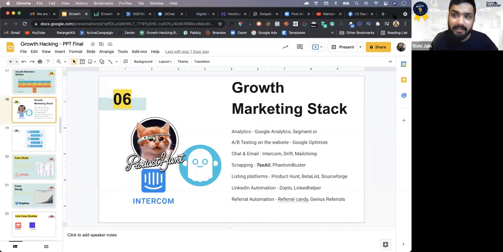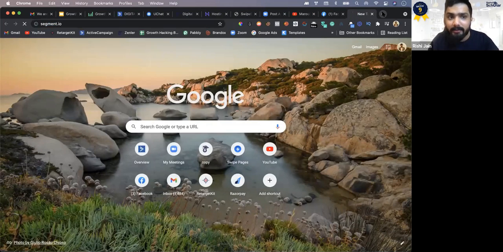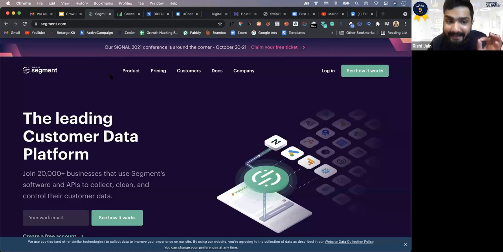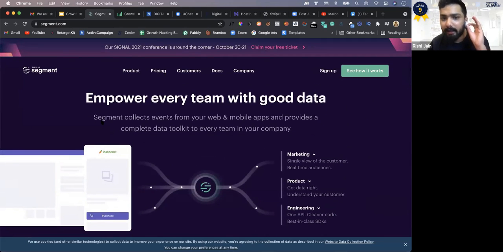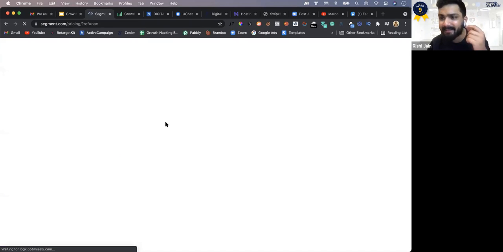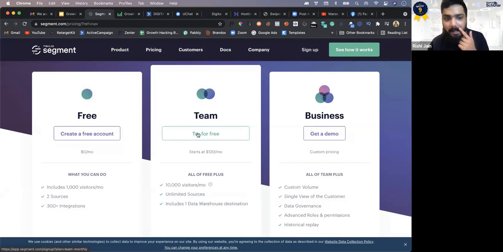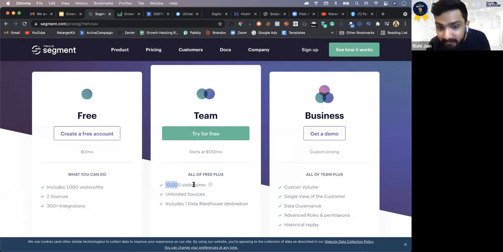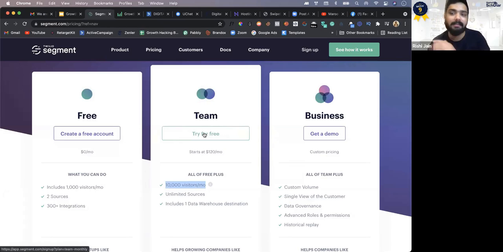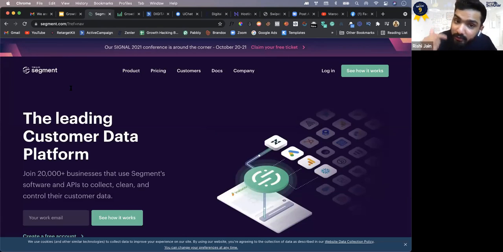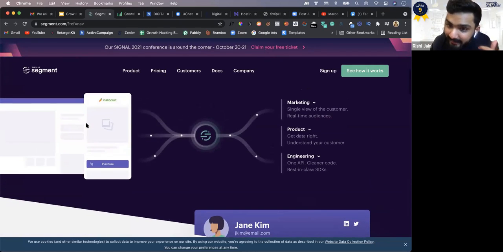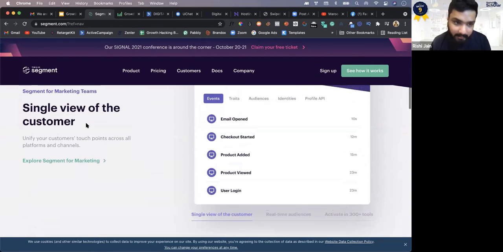But there is another tool, which is segment.io. Segment.io is another free tool which you can make use of in your business, and this is the leading customer data platform. All right, and if you look at the pricing, it has a very generous pricing. You can try for free. I mean, 10,000 visitors per month is free of cost. So this is like an amazing tool, and an alternative to Google Analytics, but it goes much deeper in understanding the kind of customers or the visitors that are coming to your blog.